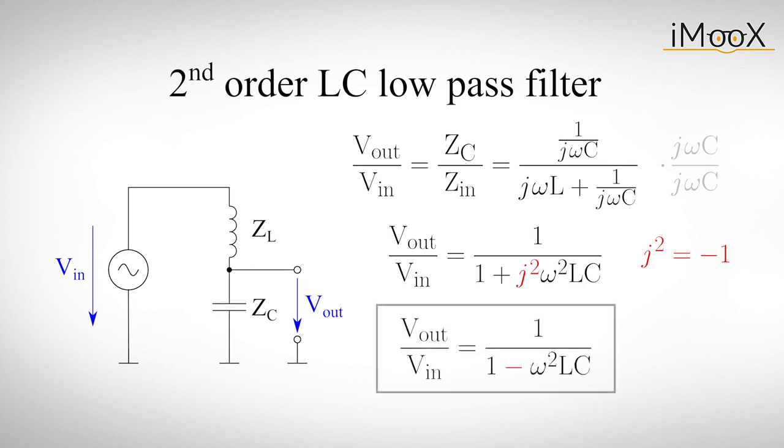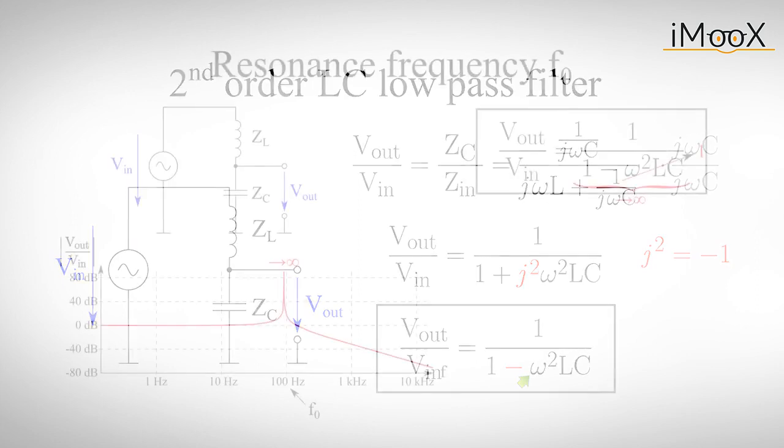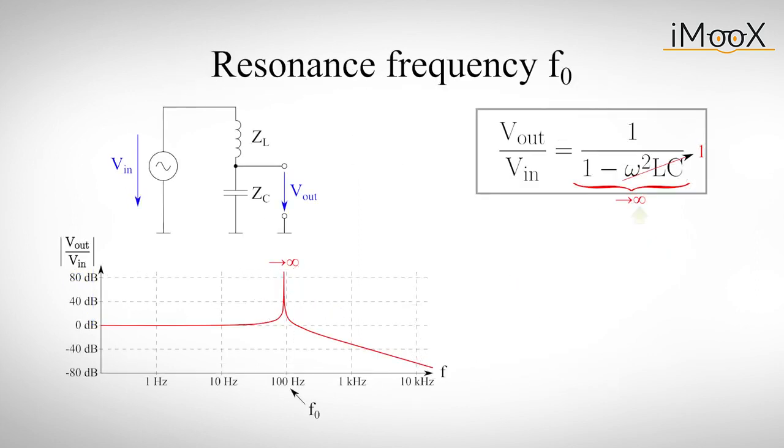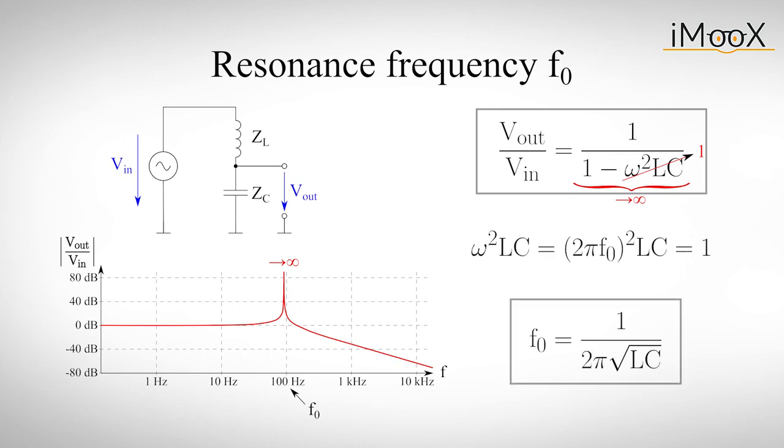Finally, we are left with this equation, which is very interesting for two reasons. First, we can see that this term gets rapidly smaller for higher frequencies, since omega in the denominator is squared. Secondly, we notice that this expression can approach infinity if omega squared times LC becomes 1. This will happen at one particular frequency. We can calculate the so-called resonance frequency. To do so, we set omega squared times LC to 1, and we get a frequency of 1 over 2 times pi times the square root of LC.